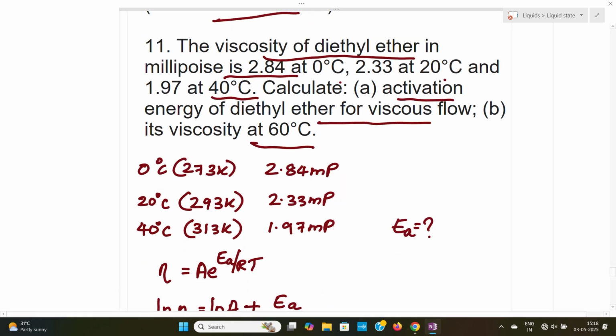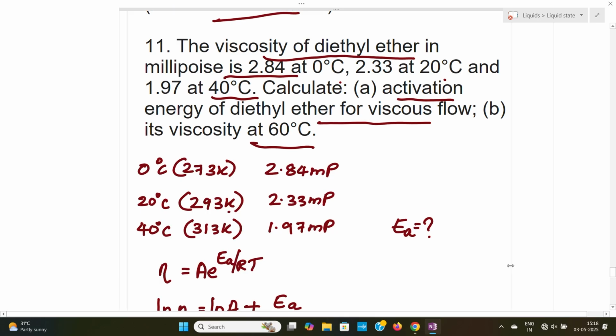So what are the details given? At 0 degrees Celsius, when converted to Kelvin, that is 273 Kelvin, the viscosity is 2.84 millipoise. Then at 20 degrees Celsius, that is 273 plus 20, 293 Kelvin, the viscosity is 2.33 millipoise. Then at 40 degrees Celsius, that is 273 plus 40, 313 Kelvin, the viscosity is 1.97 millipoise.